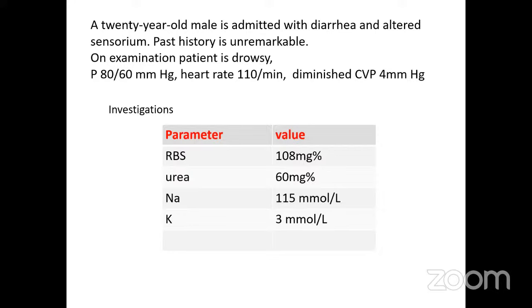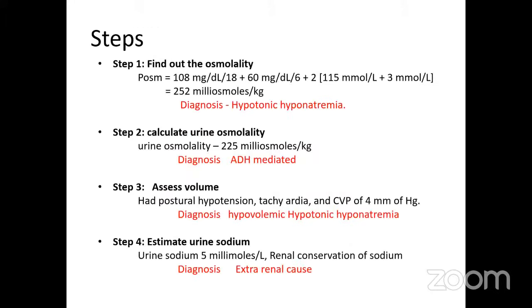Now, the second presentation. This is a 20-year-old male presented with diarrhea and altered sensorium. Past history was unremarkable. On examination, the patient was drowsy. Blood pressure was 80/60, tachycardic, and he had a central venous pressure of only 4 millimeters. That means he was hypovolemic. He satisfied the criteria for hypovolemia. His investigation showed a blood sugar of 108, urea of 60, sodium of 115, and a potassium of 3. That means he had hyponatremia, hypokalemia with hypovolemia.